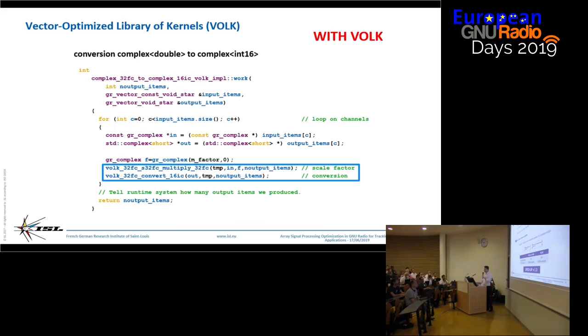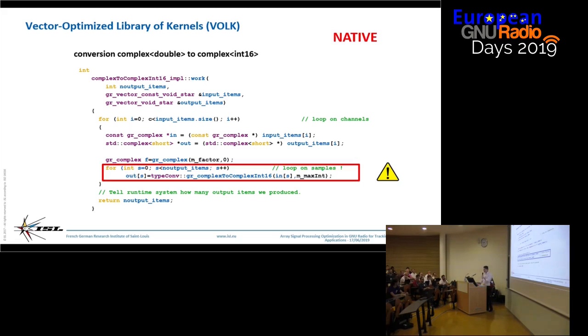So if we look at how we did that, you can see that this simple implementation for our block with VOLK only consists in calling two VOLK functions. And if you compare that with how it was done with the native sample loops inside GNU Radio, we see that that's really not a big deal in terms of implementation, so we are willing to do that to save that much amount of time.